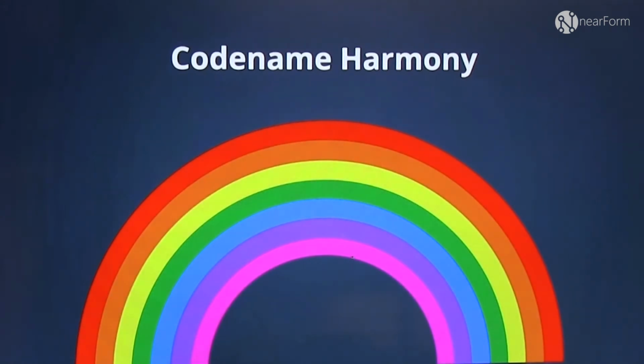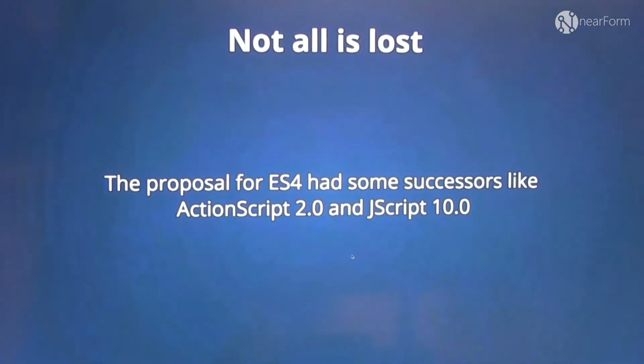And Harmony was the idea to take advantage of the knowledge of both groups and make the next release, which we know today as ES5. From the proposal that they wrote, we had some successors like ActionScript 2.0 and JavaScript 1.0.2.